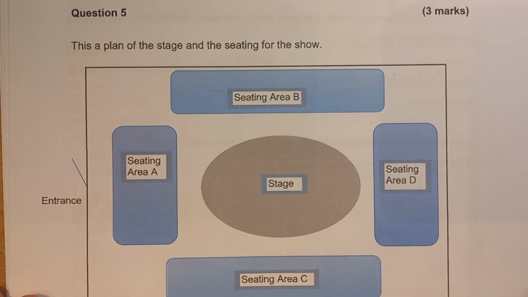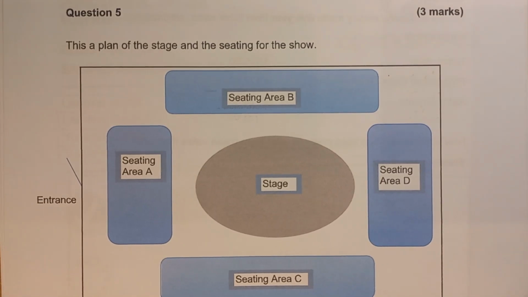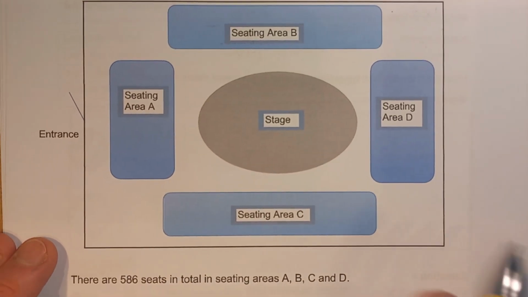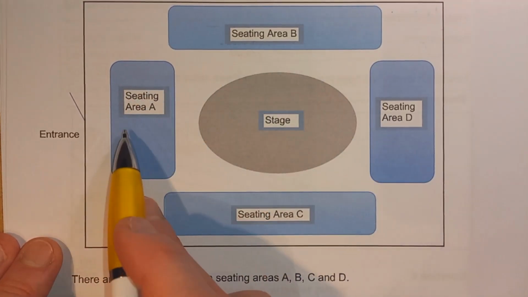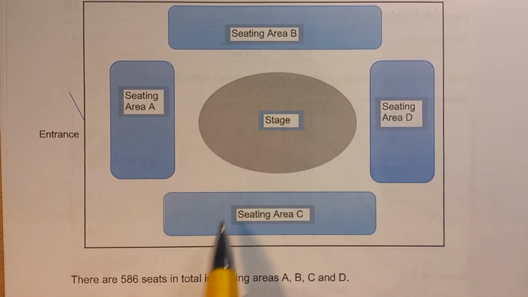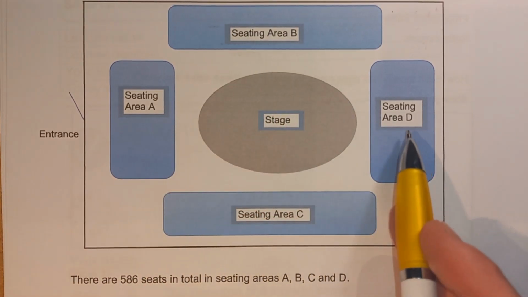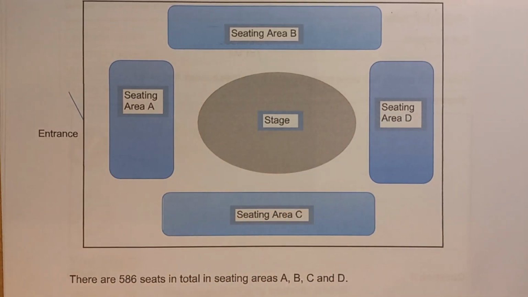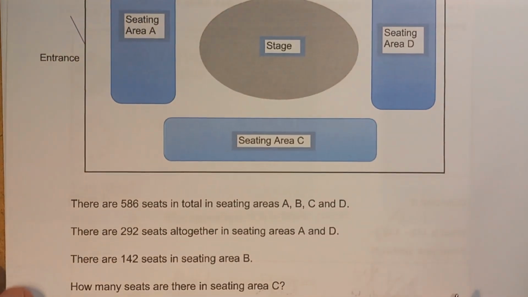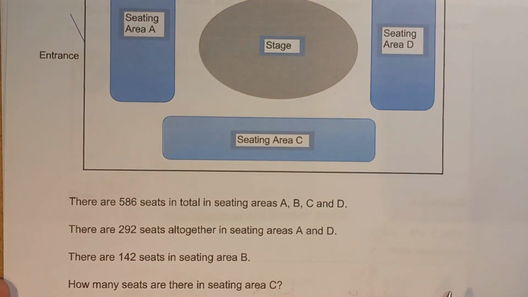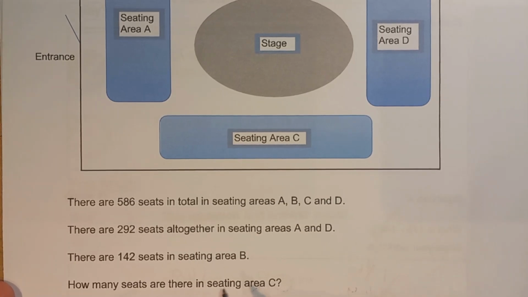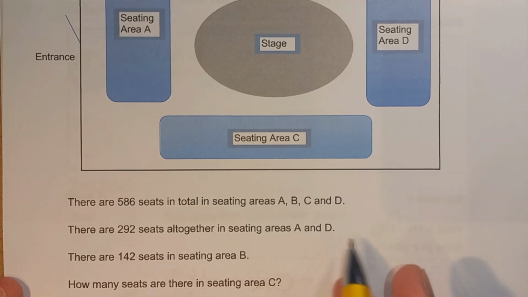We've got question 5. This is a plan of the stage and the seating for the show. Let's move it up. So we've got seating area A down here, seating area B, seating area C at the bottom, seating area D. We've got the stage in the middle and the entrance over on the left. And then we're told there are 586 seats in total in seating areas A, B, C and D. There are 292 seats altogether in seating areas A and D.